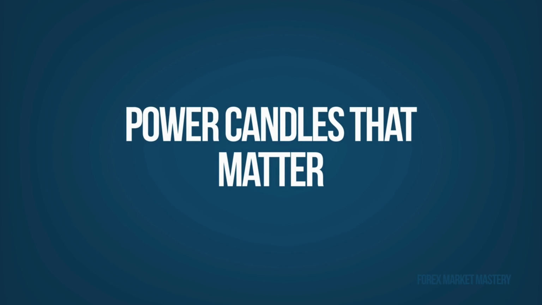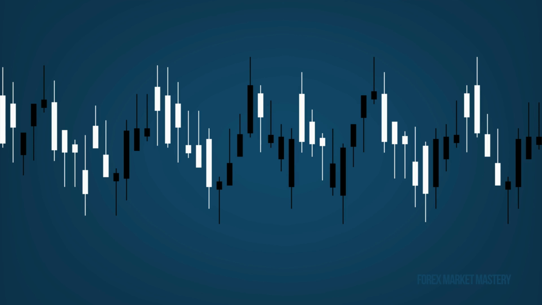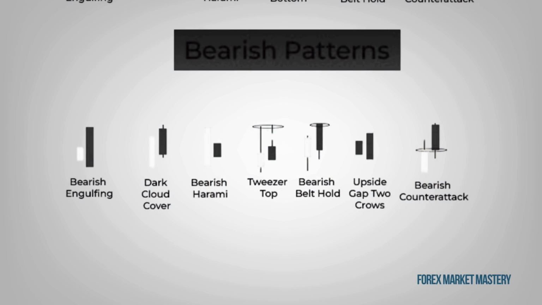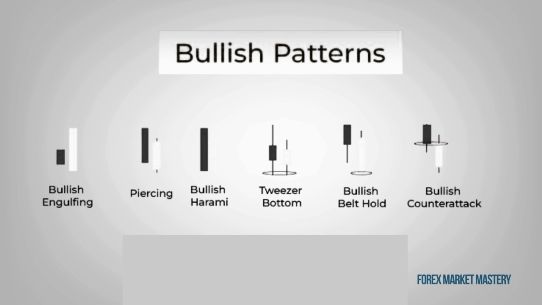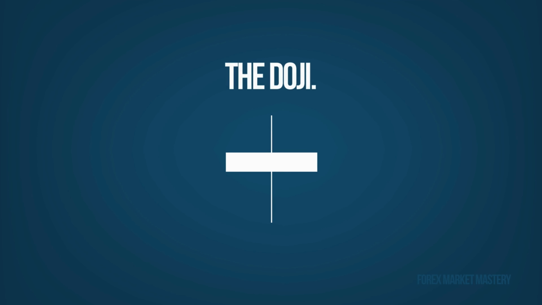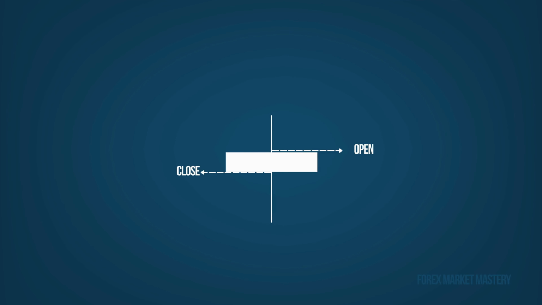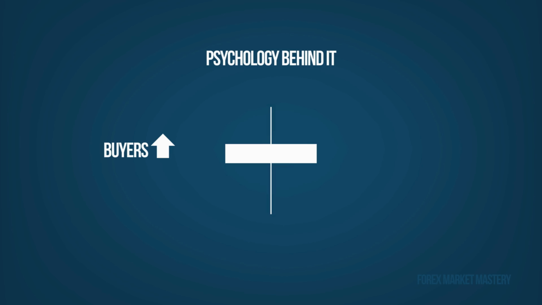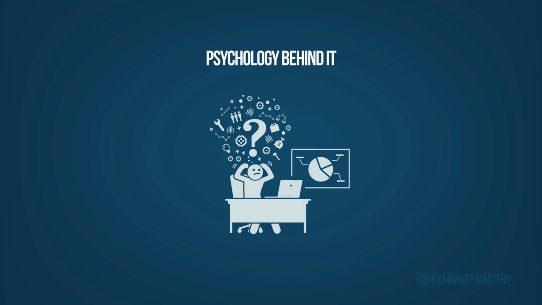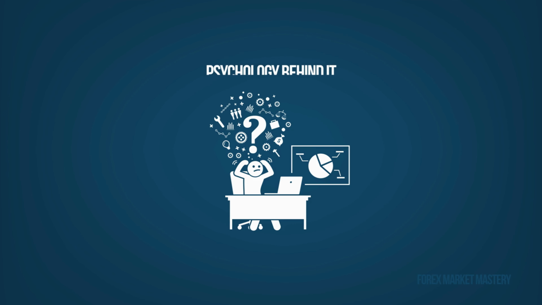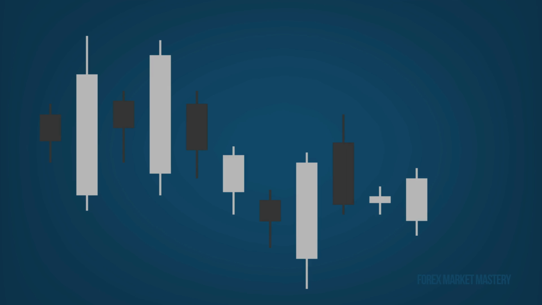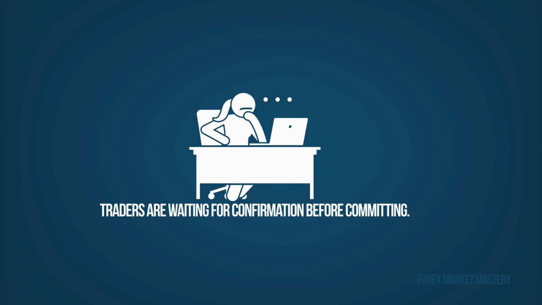Let's begin with specific single candle patterns that actually give you an edge. Not theoretical patterns that look good in textbooks, but patterns that work in live Forex markets. First up, the doji. This is a candle where open and close are virtually identical. Psychology behind it is that buyers push price up, sellers push it back down, or vice versa. This shows indecision and uncertainty in the market. Momentum is weakening, especially after a strong trend. Traders are waiting for confirmation before committing.